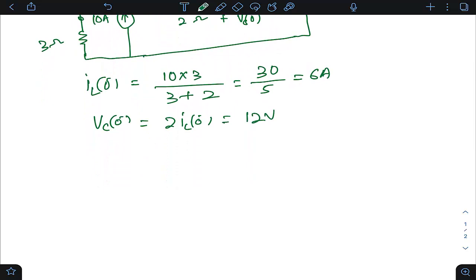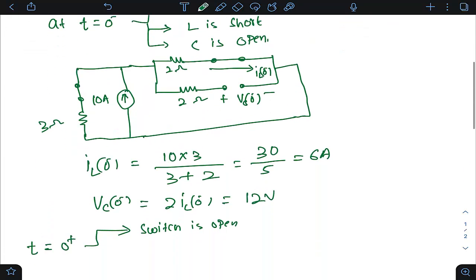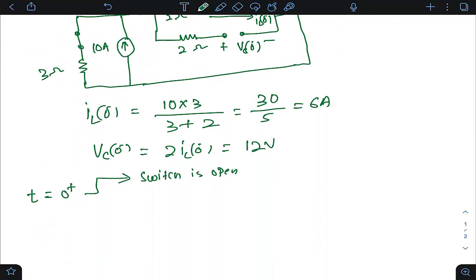Now we'll be drawing this circuit at t equal to 0 plus. First thing, the switch is open, right? Because the switching is happening at t equal to 0. So the switch is open at t equal to 0. At an instant t equal to 0 plus, which is greater than 0, definitely the switch is in the open state.